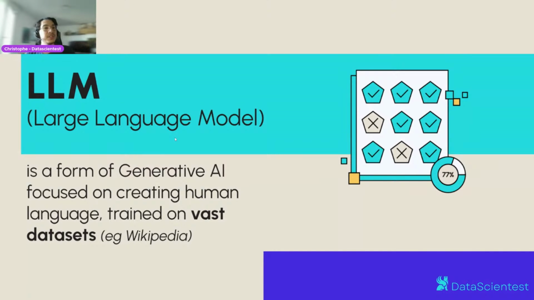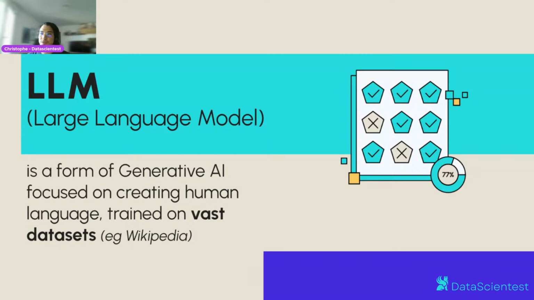And now, we've seen generative AI and all subsets of AI. So now it's important to understand what an LLM is. Normally, it's a term that you have been hearing a lot. LLM stands for large language model. It is a form of generative AI focused basically on creating human language. And remember that it is a model that is trained on vast data sets, right? For instance, the best example, ChatGPT was first trained on Wikipedia because there is a lot of information in it.